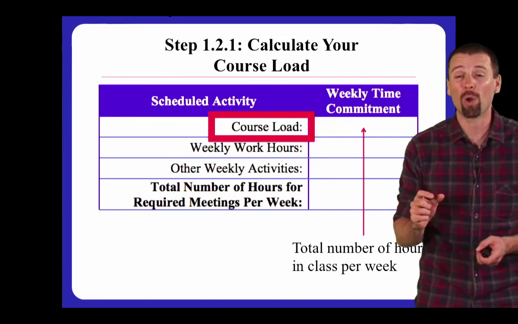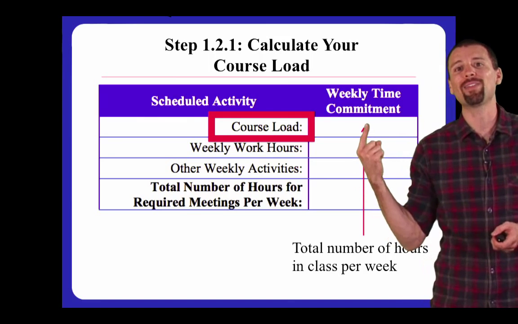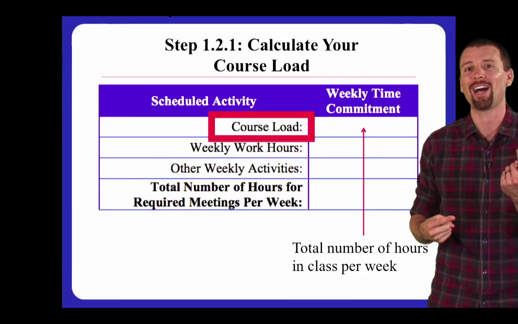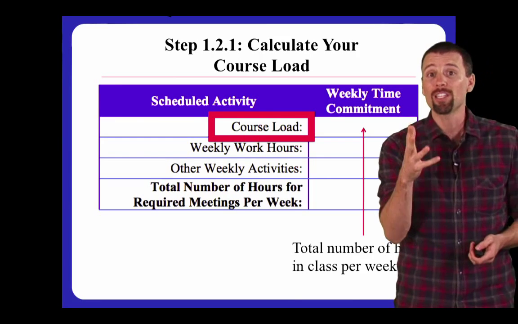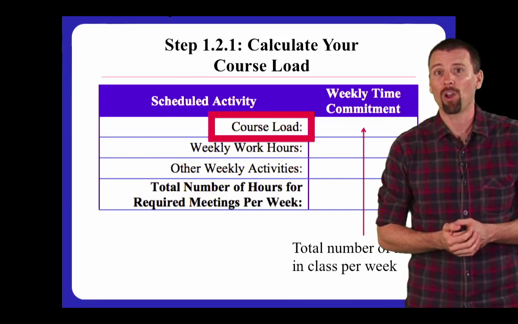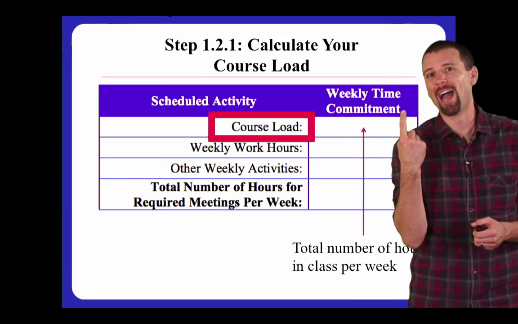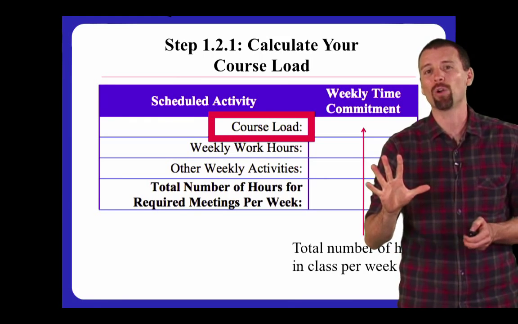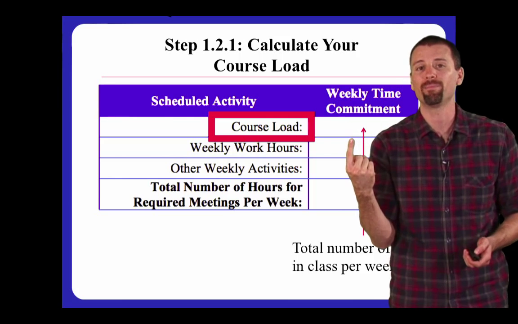A good way to approximate course load is just to write the number of units. Usually 1 unit represents 1 hour of class. For those students that are involved in lab courses, be careful because labs are usually 1 or 2 units, but they meet for 3 to 5 hours, and you want to go ahead and calculate that in.